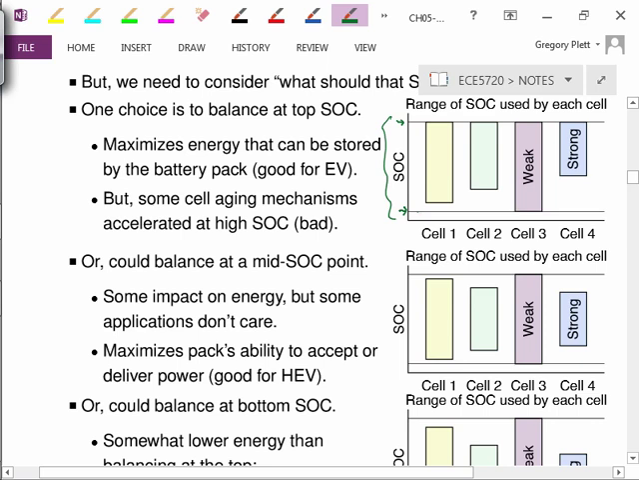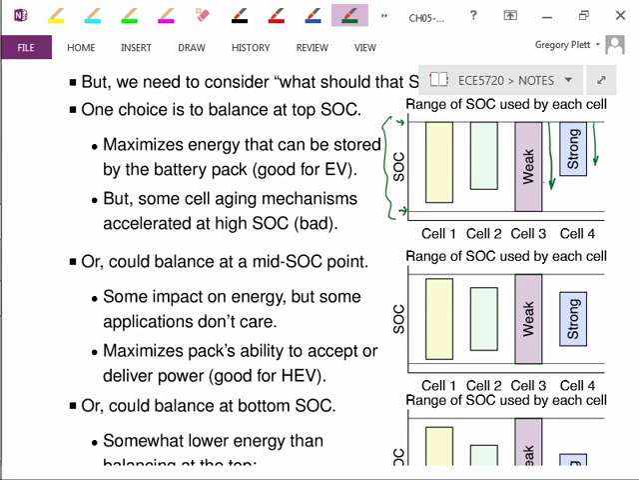And in this example, we're imagining that when one cell is at the top state of charge, all of them are, and then as I discharge the battery pack, as I'm using it, the strong cell is going to discharge most slowly compared to the other ones. So the weak cell is going to discharge most quickly and so forth, and the weak cell is going to use its entire state of charge range, whereas the strong cell will use the smallest state of charge range because it's stronger.